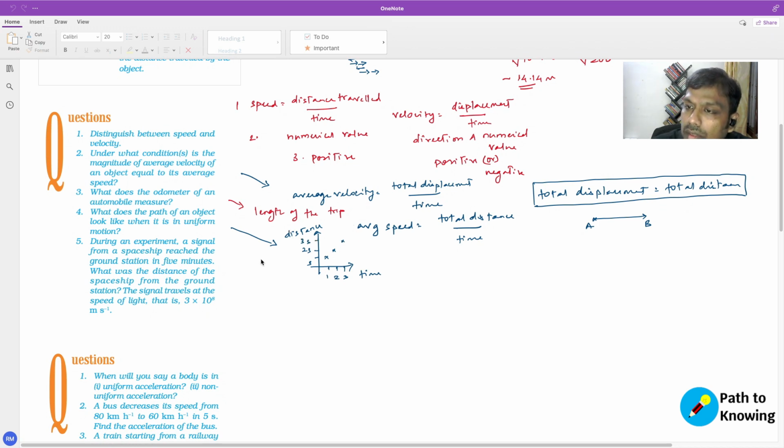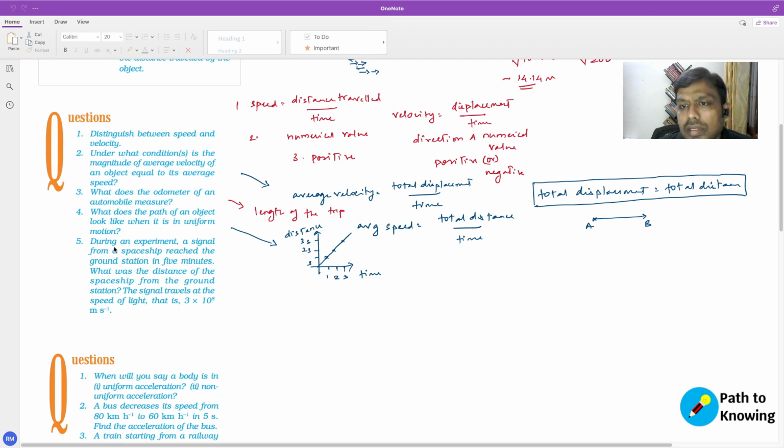So that is how the graph can be plotted. And if you connect all these dots, it would be a straight line. What does the path of an object look like? The path will be a straight line for an object that is in uniform motion.